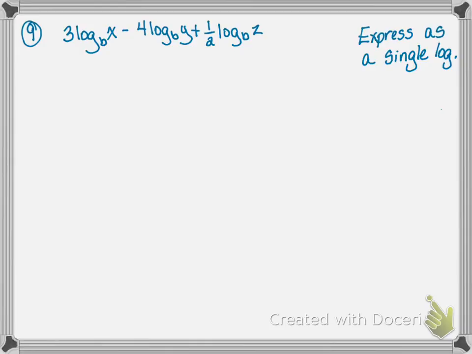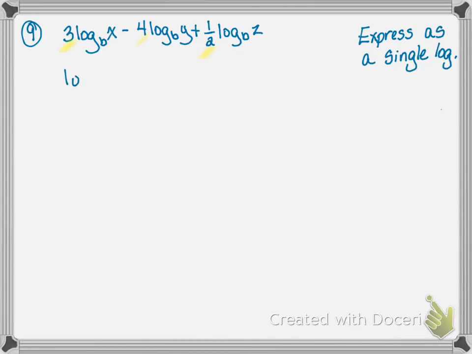It's 3 times log base b of x minus 4 times log base b of y plus 1/2 log base b of z. And our directions ask us to express it as a single logarithm. And that's what I'm going to do now. So if you remember, we're going to focus on these numbers first, the numbers that are in front of the log. What we're going to do with those is associate them as the exponent that this x is being raised to, that the y is being raised to, and the z.